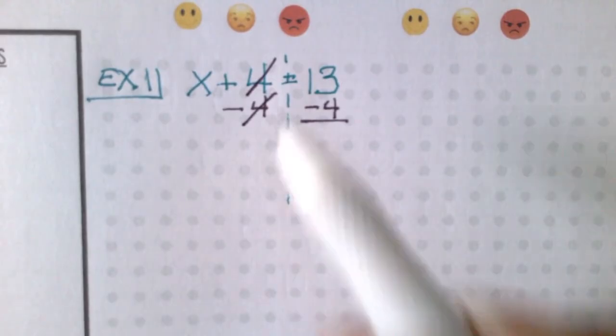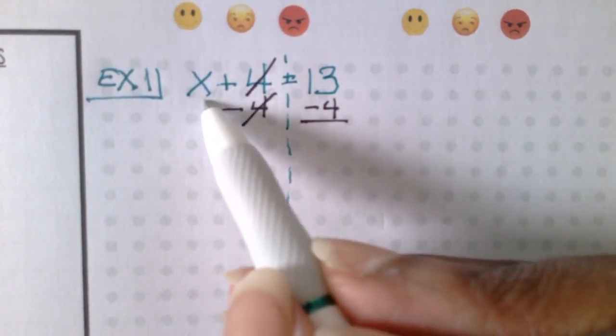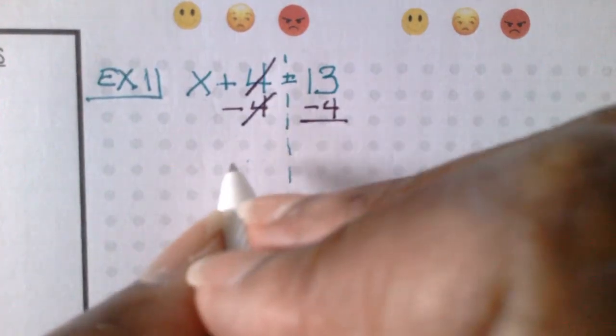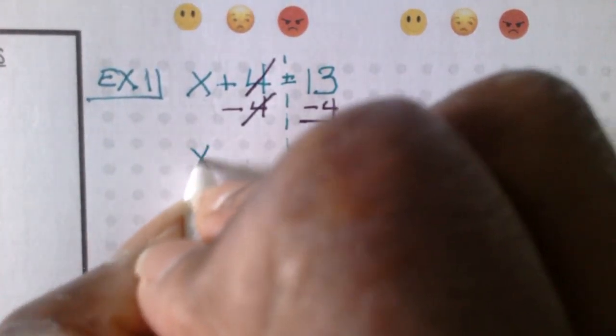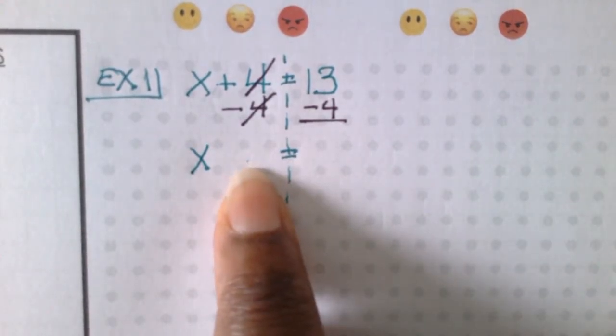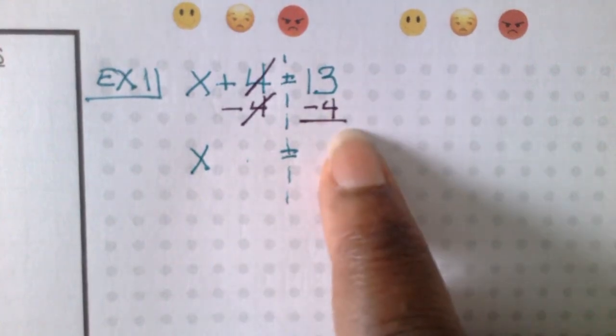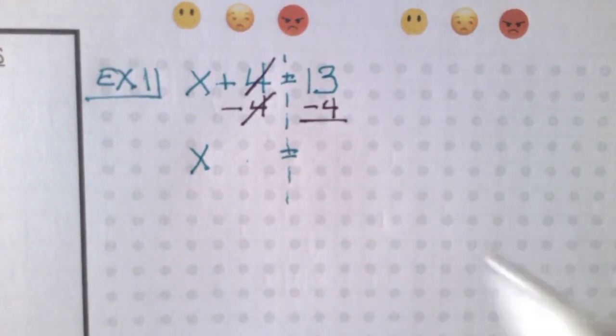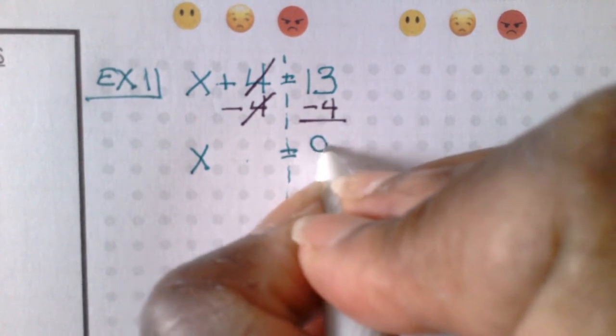But we don't need the 0, because we still have the x to bring on down. So if you want to put it like this, you can. We don't need that 0 as a placeholder. But now we need 13 minus 4, which gives us 9.